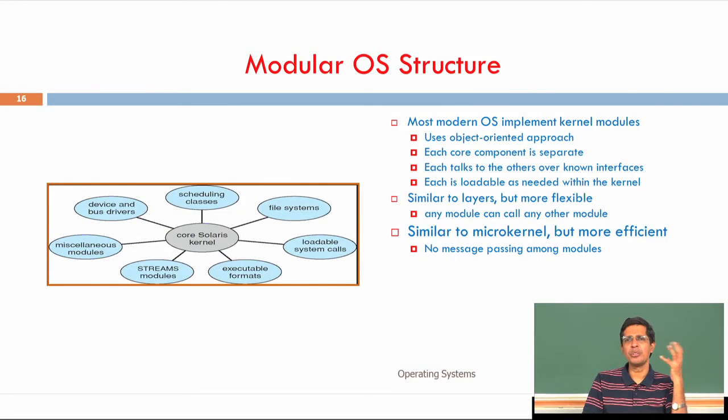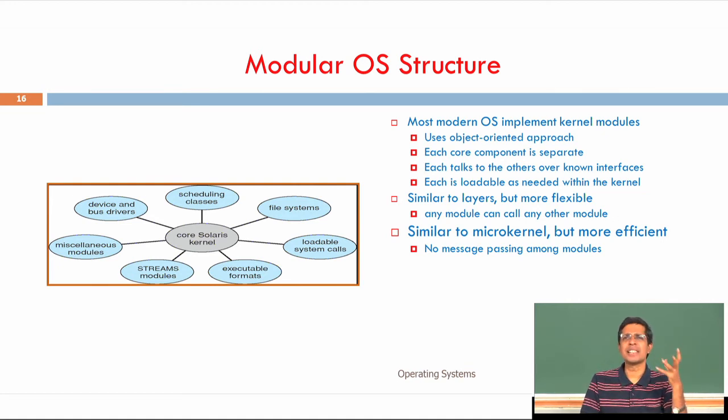So today, if you look at an operating system, there are multiple modules. As you see on the slide, you have at least 7 modules: one for scheduling, one for file system, another for system calls, which you can load, I could have executable formats, I could have streams, I could have other miscellaneous modules.